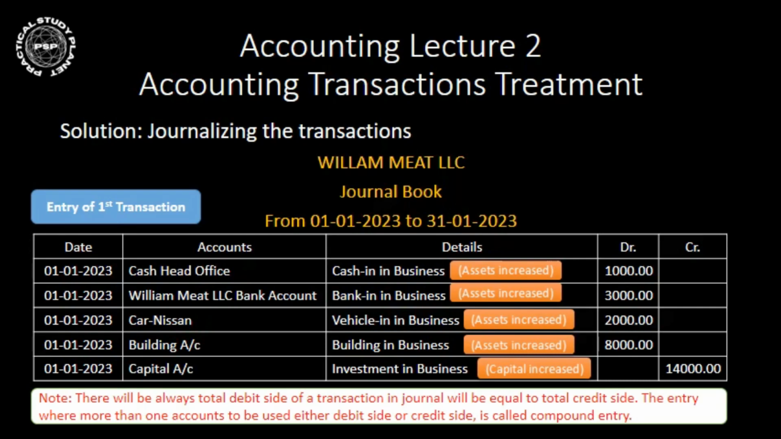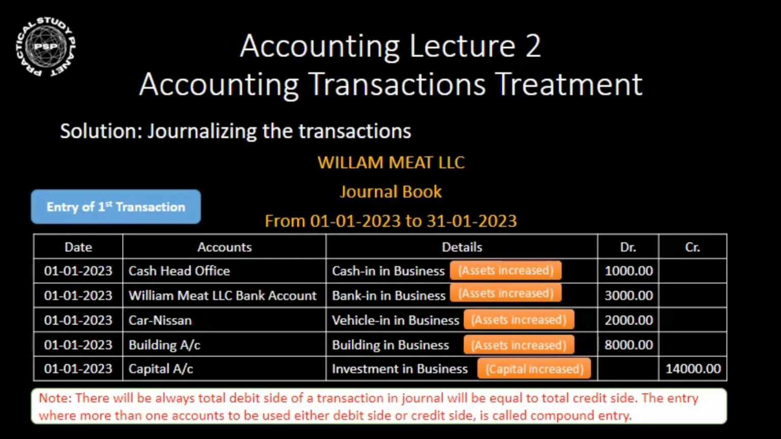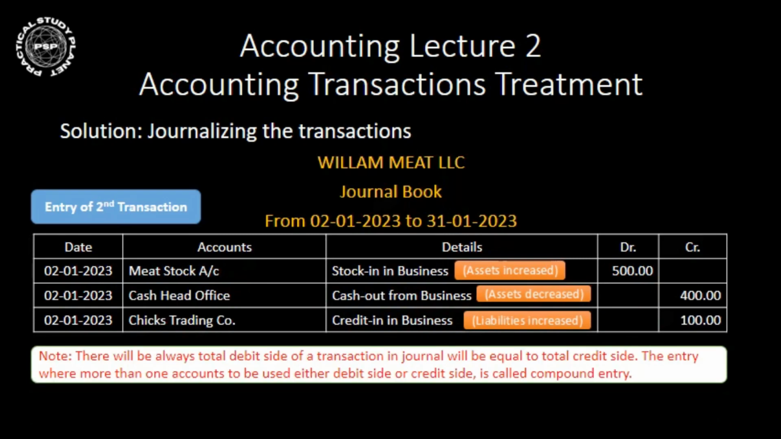Here you can see the total debit side of the transaction in the journal will always be equal to the total credit side. An entry where more than one account is used, either on the debit side or the credit side, is called a compound entry. You must keep this in mind, because it is not always a single debit and a single credit in one line each. It may be complex and have more lines, and it will then be considered a compound entry.